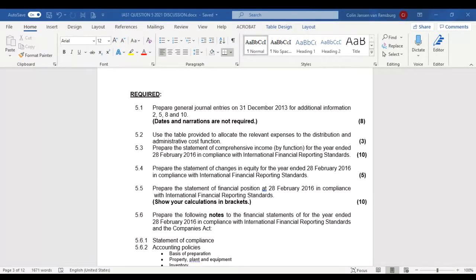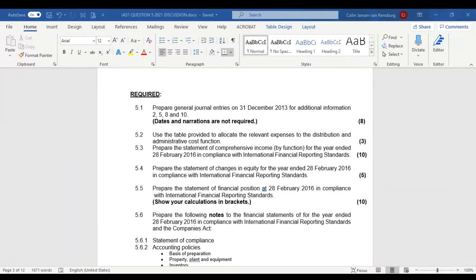So here you have to draw up the statement of comprehensive income for a company according to the function method. So now you've learned a whole new thing. You have to draw up the statement of changes in equity. You have to draw up the statement of financial position. You have to draw up some of the notes. We said the statement of compliance note, basis of preparation as part of your accounting policies. There are a few other notes that we may want to draw up.